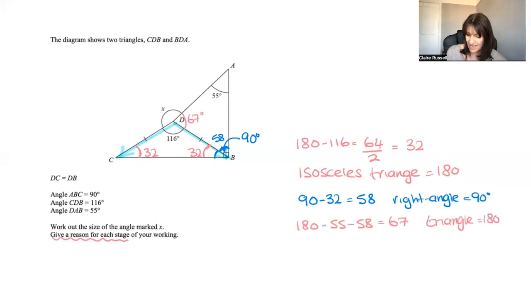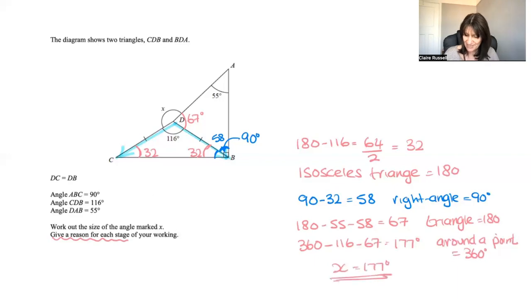equals 180 there. And now I can finish it off, can't I? Angles around a point, 360, take away 116, take away that 67. That's going to leave me 177 degrees, which is what my X equals. And that I used around a point equals 360. So X is equal to 177 degrees.